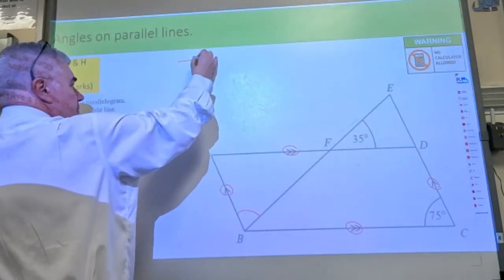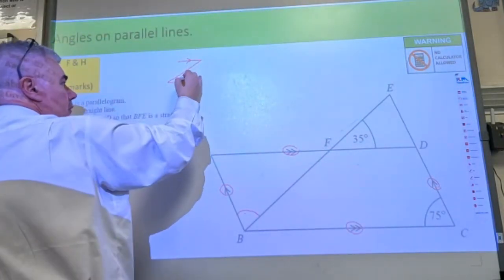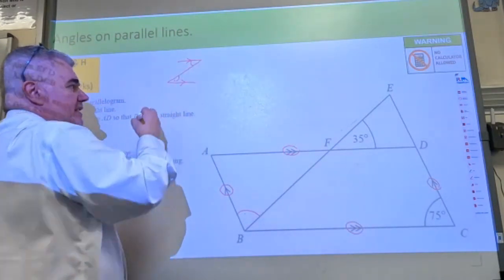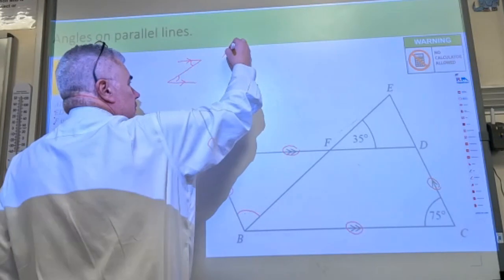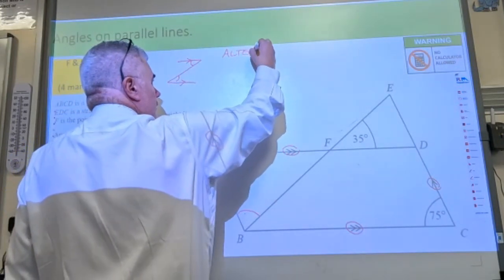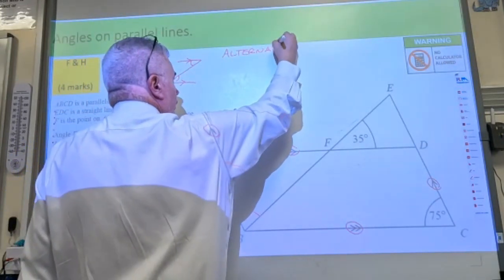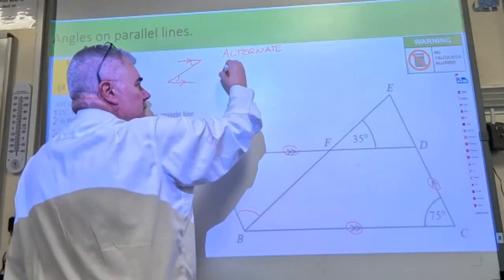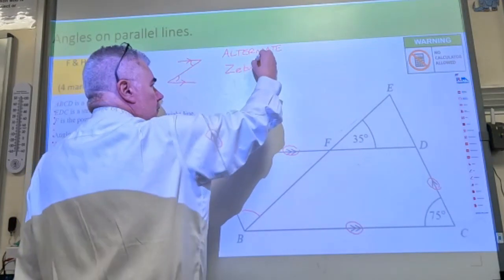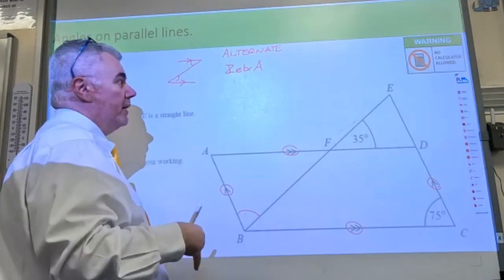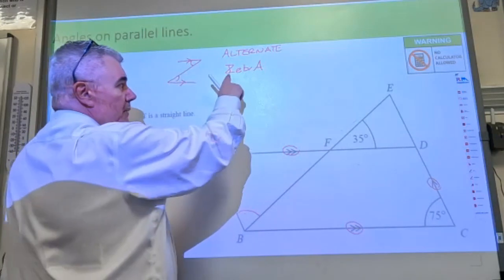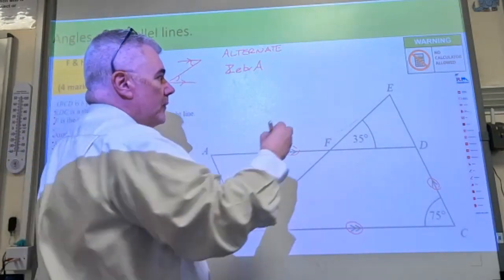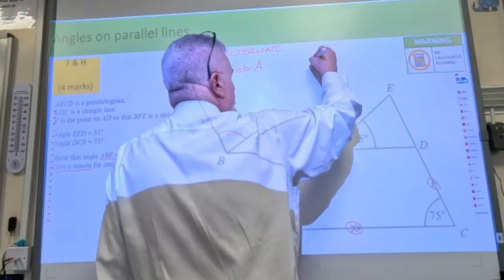I'm looking for Z shapes made by my parallel lines. And this angle is equal to this angle. This is called an alternate angle. And the way I remember this is by the word zebra. A zebra has alternate stripes, begins with a Z, ends with an A. Z is alternate.